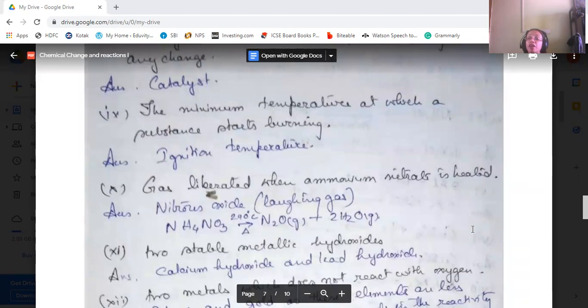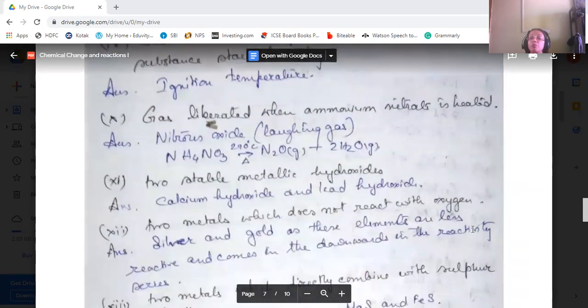Then, the gas liberated when ammonium nitrate is heated is nitrous oxide, which is called laughing gas. When ammonium nitrate is heated at 290 degrees centigrade, it will form laughing gas and water, that is nitrous oxide, N2O. Then two stable metallic hydroxides which do not decompose on heating: calcium hydroxide and lead hydroxide. Two metals which do not react with oxygen: silver and gold, as these elements are less reactive and come in the downside of the metal reactivity series.